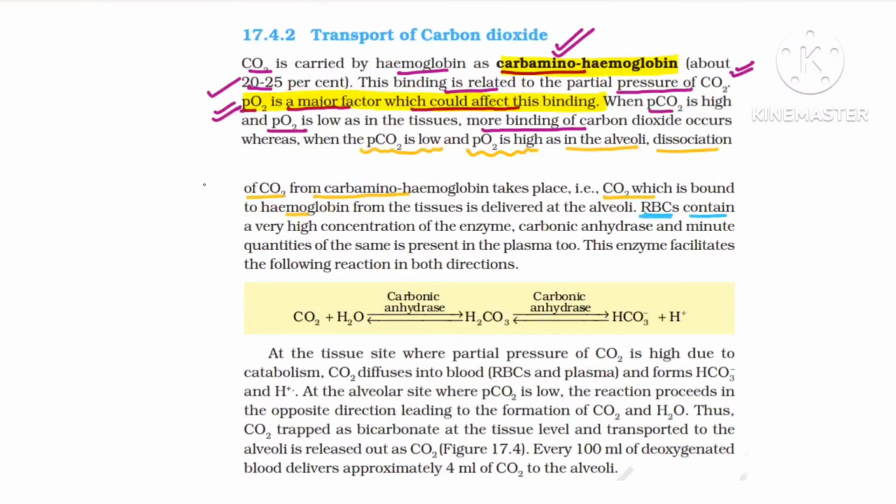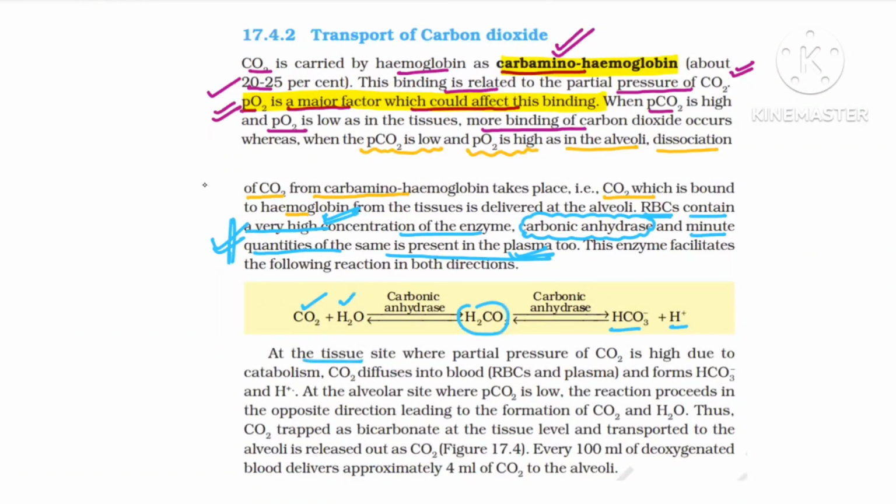Now next, RBC contain a high concentration of one enzyme, that is carbonic anhydrase, and a minute quantity is present in plasma also. Please, a very, very important question. Carbonic anhydrase is present in RBC as well as in plasma, high in RBC. This enzyme will do the reaction in both directions. So carbon dioxide plus water will combine to form H2CO3, which dissociates to form bicarbonate ions and H+.